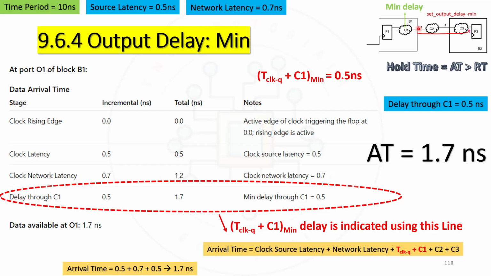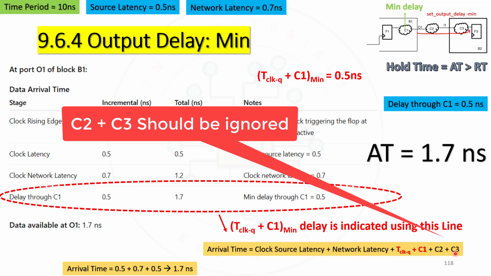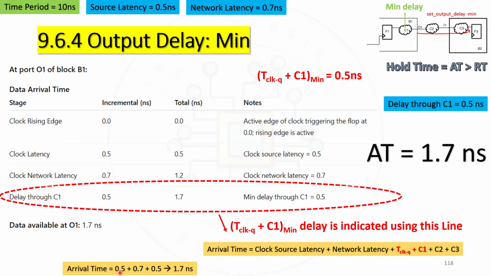And for required time, we need to calculate how much time this O1 is taking to reach the data pin of flip-flop F3. If you want to calculate the same thing by means of formula, arrival time is clock source latency plus network latency followed by clock to Q delay plus C1. And we should not take C2 and C3. Why? Because C2 and C3 are present outside the block. So these two portions, C2 and C3, should be ignored. So arrival time is 0.5 plus 0.7 plus 0.5, which is 1.7 nanosecond. Remember this point, C2 and C3 should not be included in the calculation, because they are present outside the block. So only consider clock source latency, network latency, clock to Q delay followed by C1.